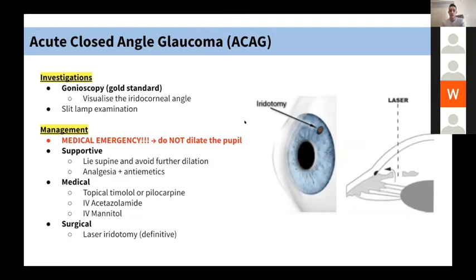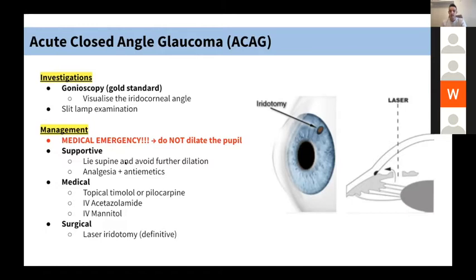In terms of what we want to do to further investigate, you'd probably just refer them on immediately. You don't really have time to do all of this stuff, but gonioscopy, where you can actually visualize that angle between the iris and cornea, and a slit lamp exam are both things that you can do. But for the most part, it's a medical emergency and you'll refer on. It's not something that you want someone just sitting in your GP clinic for. You'll probably get them to ED.